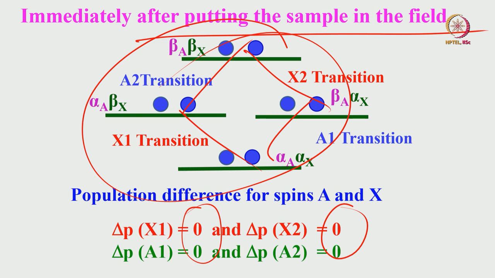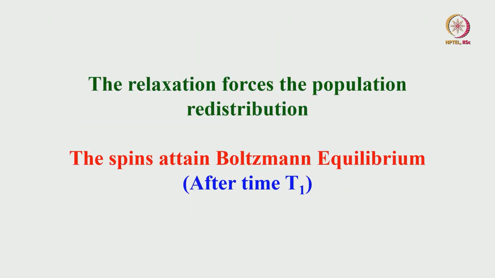As soon as they put the sample in a magnetic field, if you don't allow the spins to completely attain thermal equilibrium, then you will not get any signal. This is what happens. No signal for A or X. Now, what we will do is, we will wait for some time. That time is the relaxation time. That time is called T1.